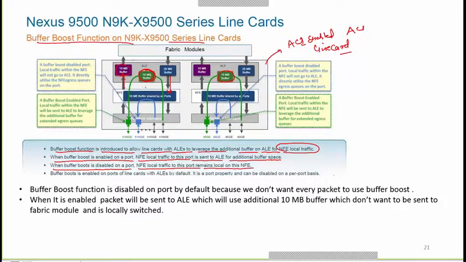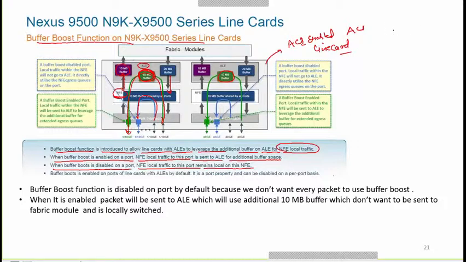If you are not enabling buffer boost, your local traffic will use only the 10 MB buffer which is in the NFE. But if you are using the buffer boost function, your local traffic will use the ALE chip, which has 10 MB of additional buffer, and it will take that buffer and utilize it, and then it will send the traffic.